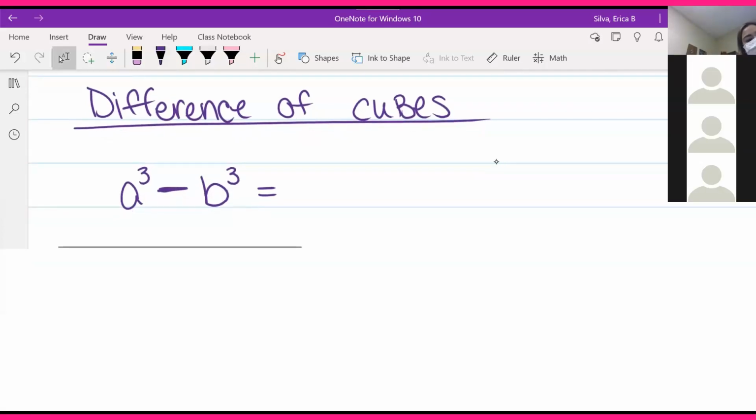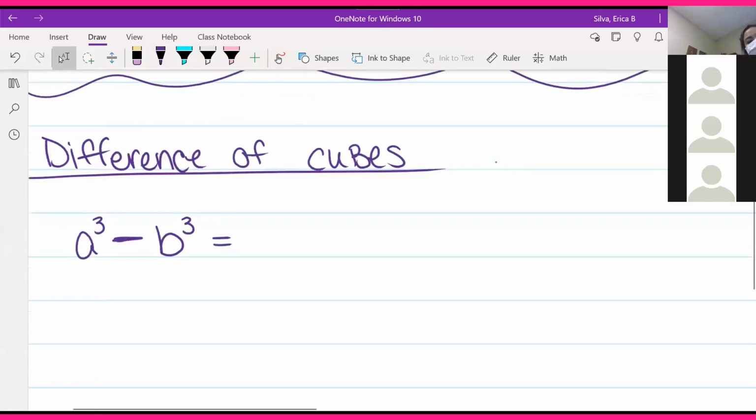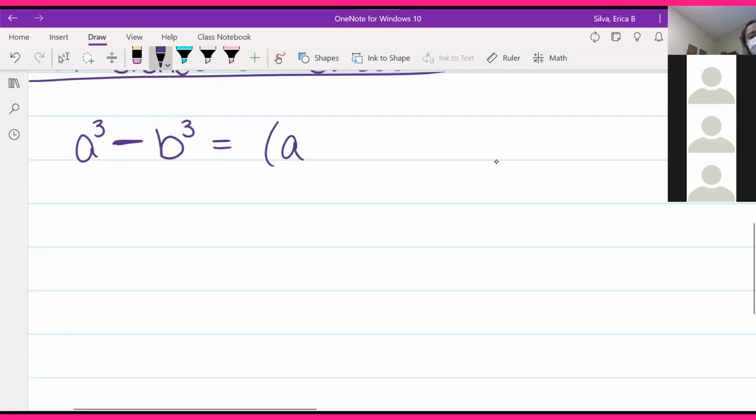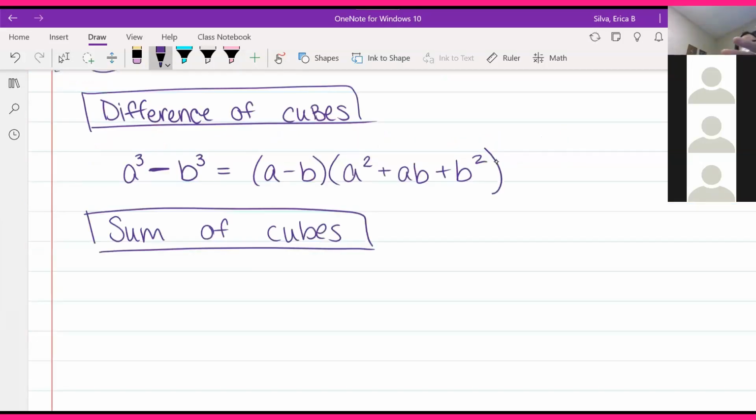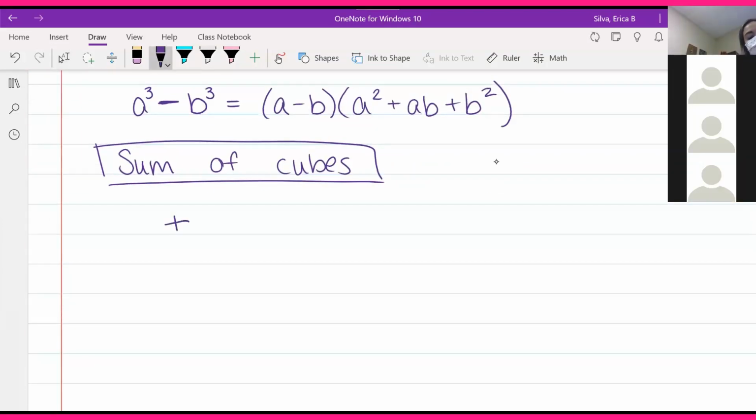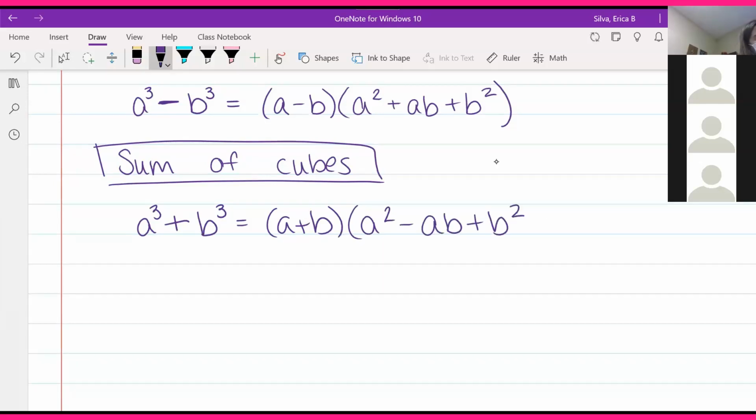Once we find our A and our B, we simply plug them into this formula: A minus B, then multiply that by A squared plus AB plus B squared. For the sum of cubes, we're adding two cubes together, and the equation for that is A plus B times A squared minus AB plus B squared.